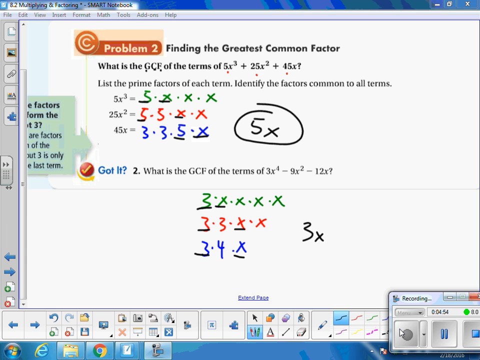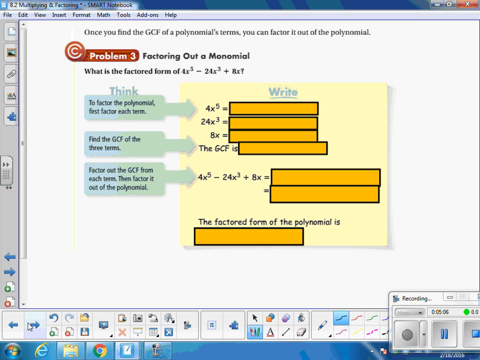All right, my greatest common factor is 3x. And you'll start to be able to do these quicker and sooner without having to write down all these different pieces. You'll start to see them. And this is where your multiplication facts really help you out. Once you've found the greatest common factor of a polynomial, you can factor it out. So you need the greatest common factor to undistribute or factor something.